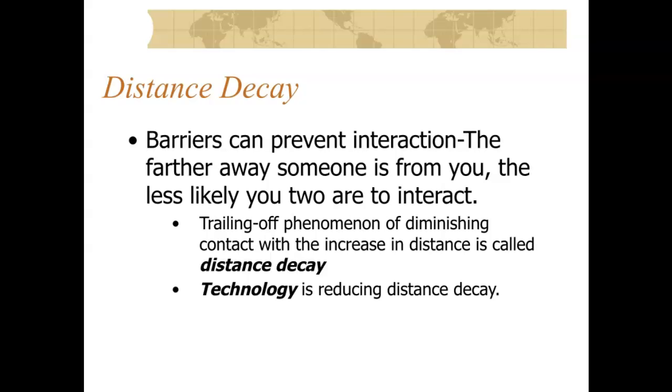So if you have a grandma who lives next door and an aunt who lives in Colorado, you're going to have contact with that aunt much less than your grandma because of the distance between you two, and that is called distance decay. And one thing that is reducing distance decay is technology. If that same scenario happened 40 years ago, you are very unlikely to talk to that aunt very much because there was no technology that makes that easier to do like there is today.